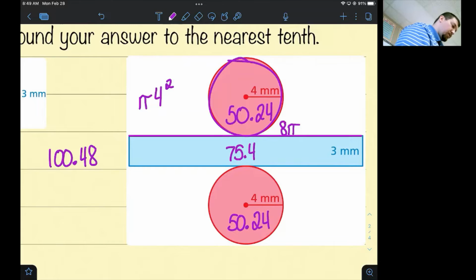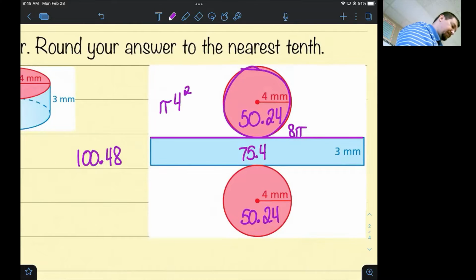All right, so we're going to add 100.48 with 75.4. Or you can put a 0 there if you want to. Is it 75.4? Okay, let's leave it as 3.6.